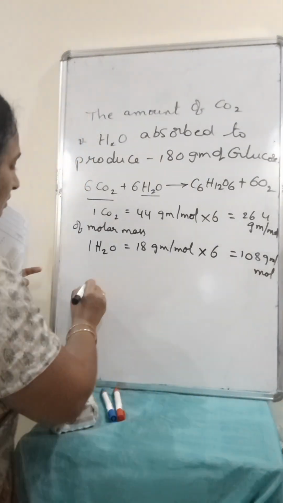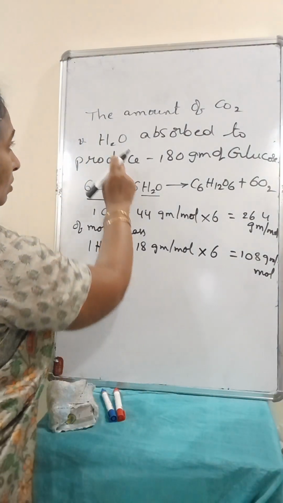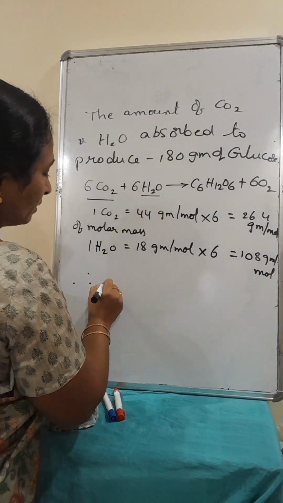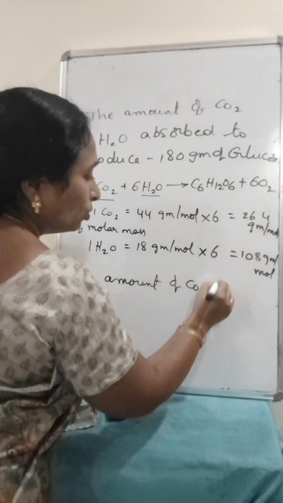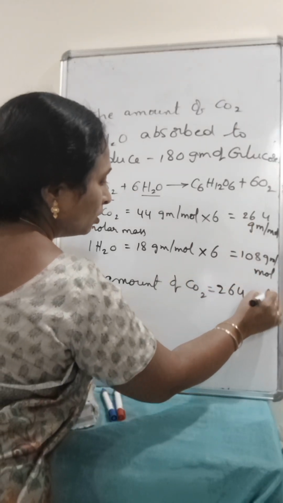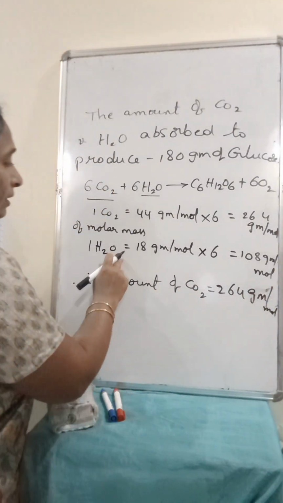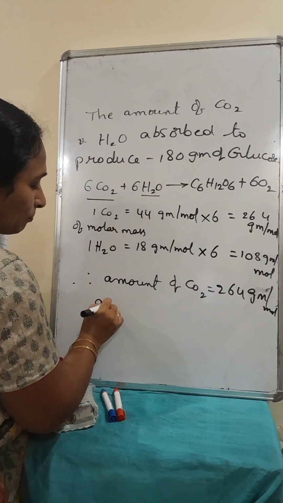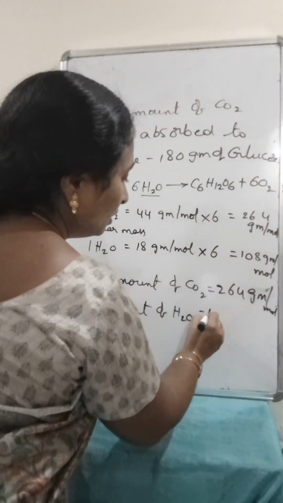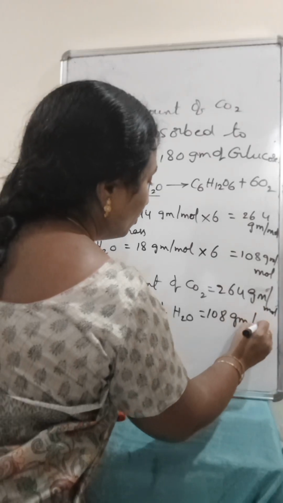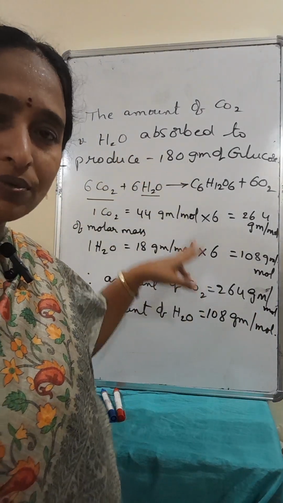Clear? So what will be the answer? The amount of CO2 required is 264 grams per mole, and the amount of water required will be 108 grams per mole. Clear? So this is the way you have to solve this problem.